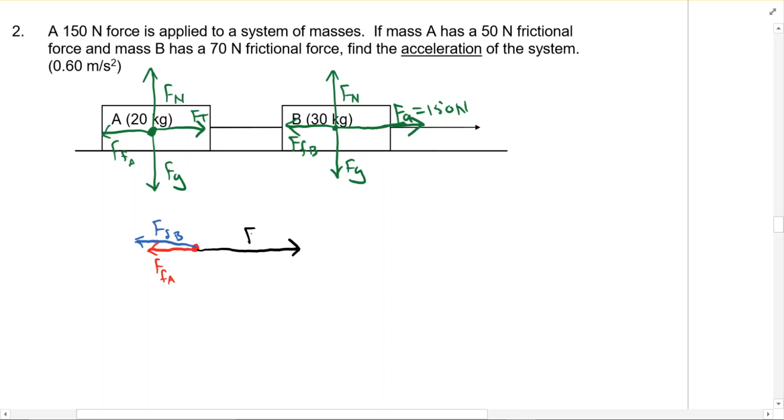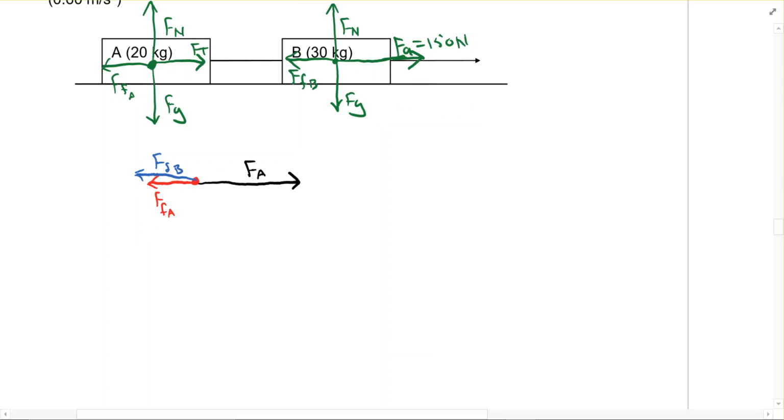And then force applied. Okay, so let's say our net force is going to be equal to just all of those things, the blue, red, and the black together there. So that's going to be Fa plus force of friction B plus force of friction A.